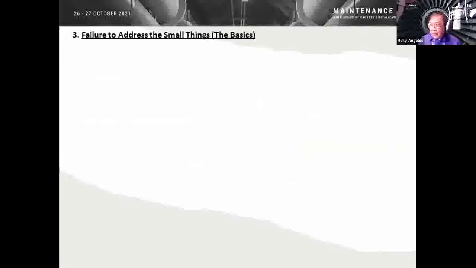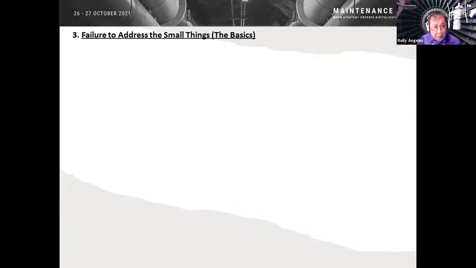Now, RCM is a good strategy, but one thing I do not see in the RCM process is that they do not address the small things. And what I learned from the Japanese people is that the majority of these small things create problems.